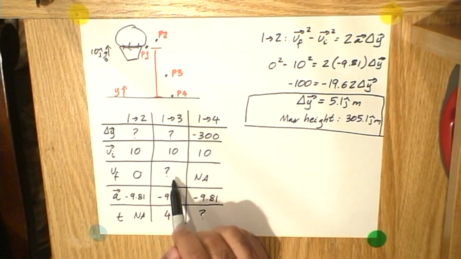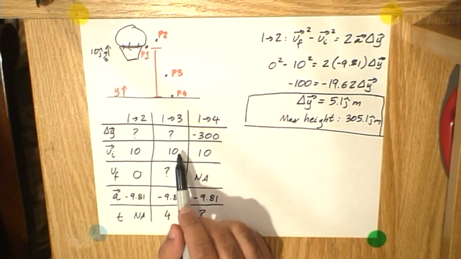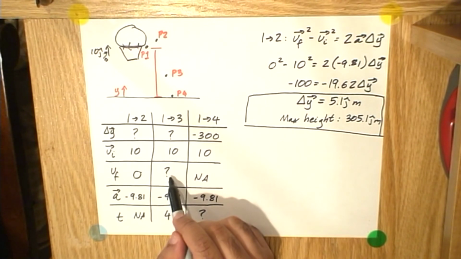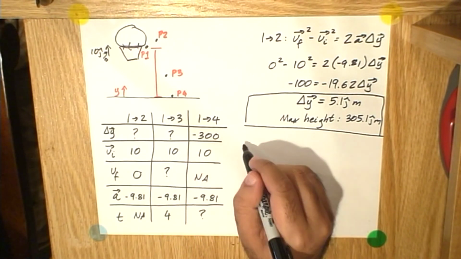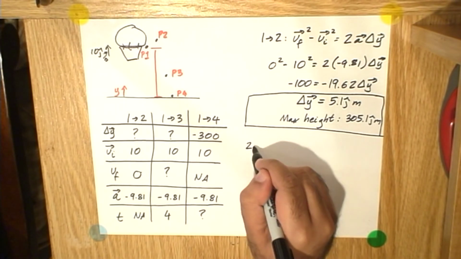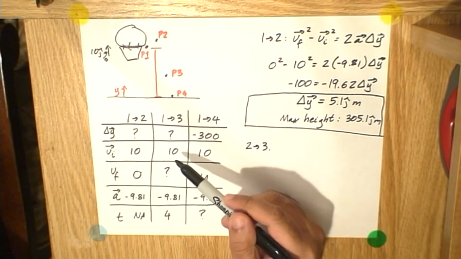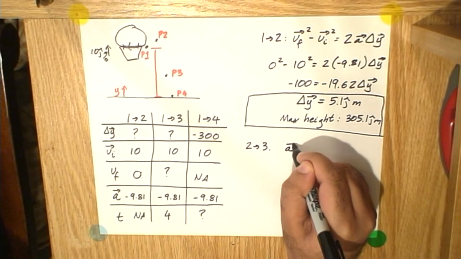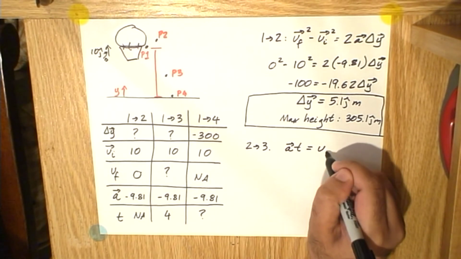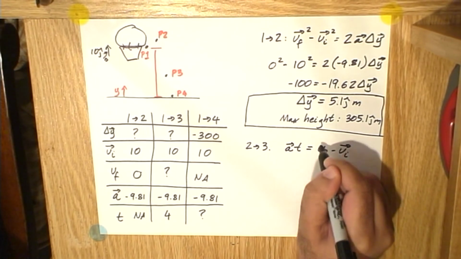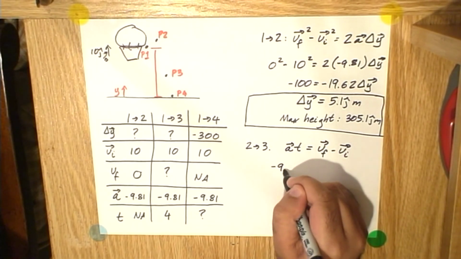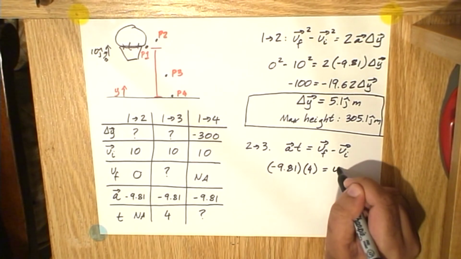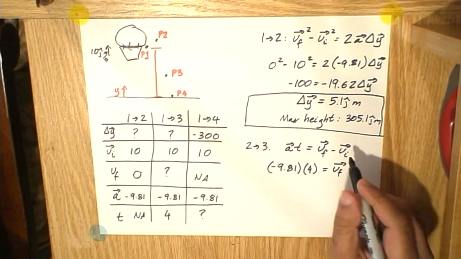What about for 1 to 3? Well, from 1 to 3, we have the initial velocity, the acceleration, and the time. And we're looking for final velocity and displacement. So here's how I'm going to do it. I'm going to go with equation 1 to find out the final velocity. Toolbox equation 1 says a t is equal to V final minus V initial. So a, negative 9.81, times time, 4, is equal to V final, unknown, minus V initial, which was 10.